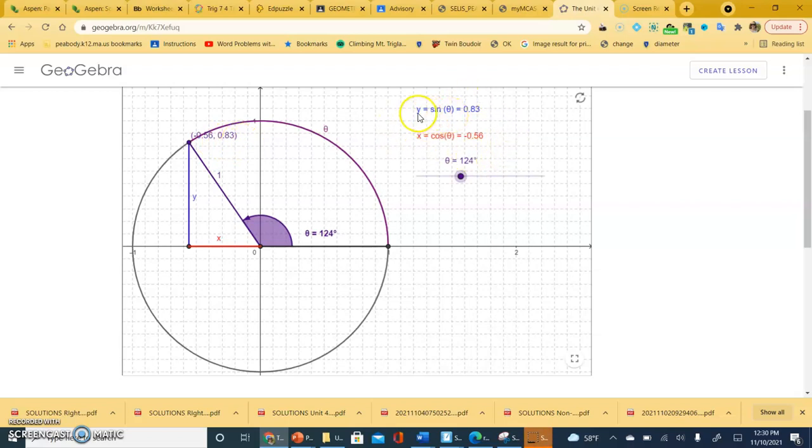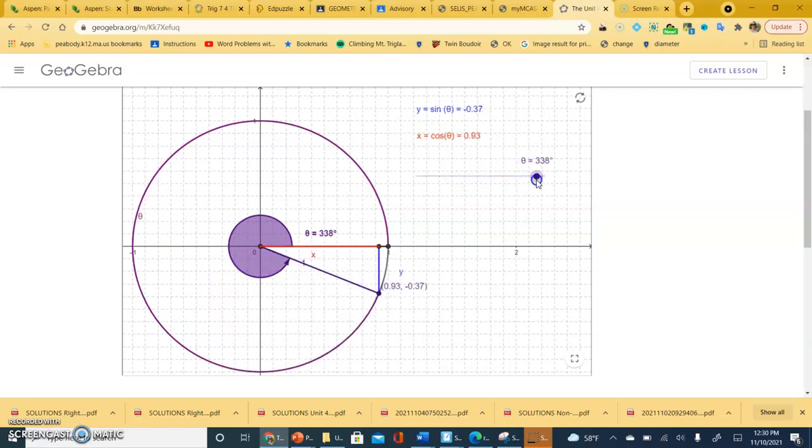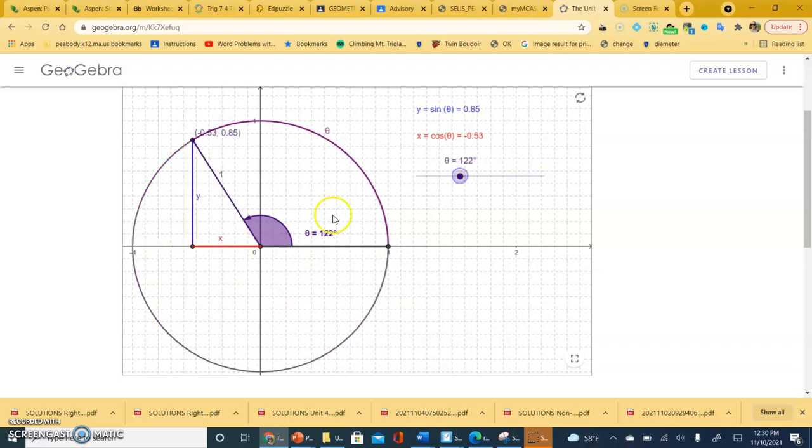Sine is just equal to whatever that y coordinate is, and cosine of theta is just equal to whatever that x coordinate is. It's kind of a cool visualizer. It lets us visualize sine and cosine for angles between 0 and 360.